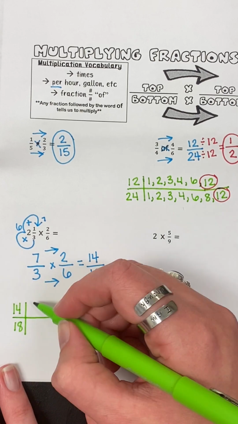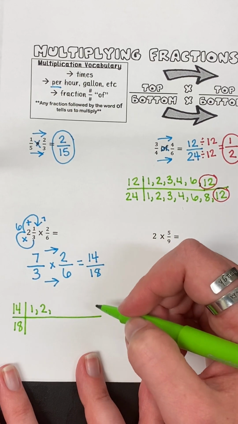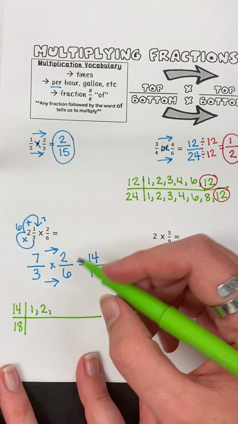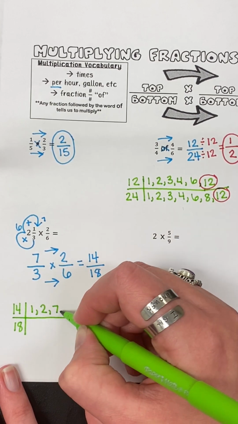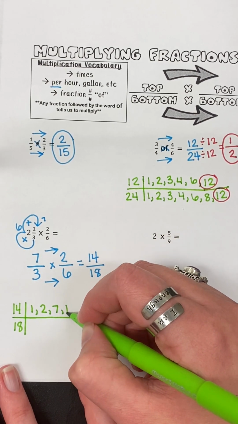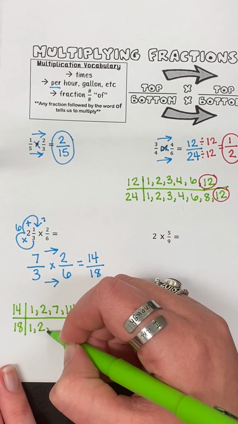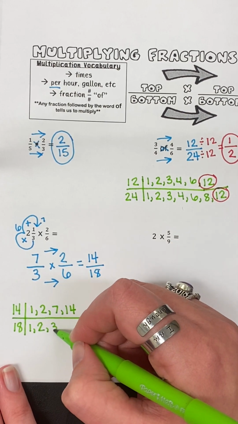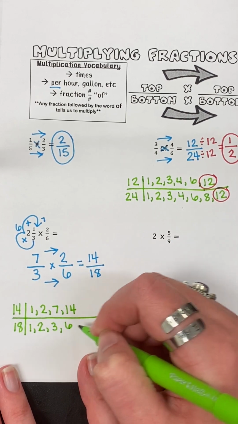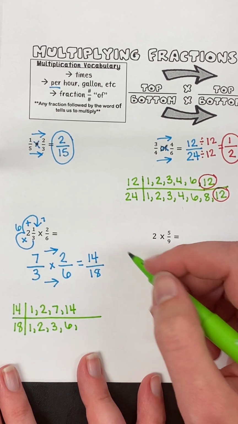Times 18. Okay, I know 1 always goes in, 2 works. 3 does not. Nothing times 4 gives me 14. 5, no. 6, no. 7 does. 8, no. 9, no. I know 14 does. Okay, so let's do the same for 18. 1 works. 2 works. 3 times 6, so 3 works. 4 does not. 5, no. 6 does. 7, no. 8, no. 9, yes.